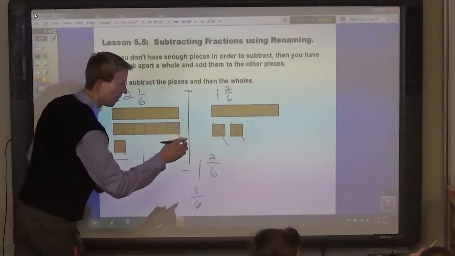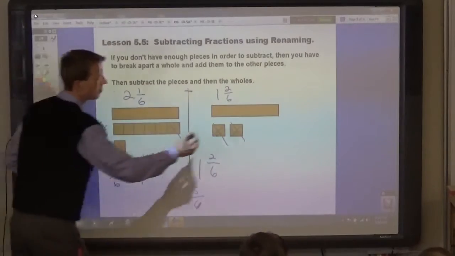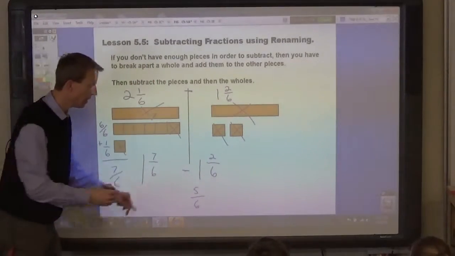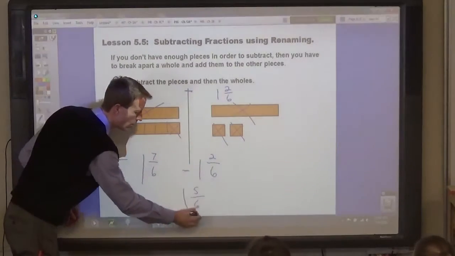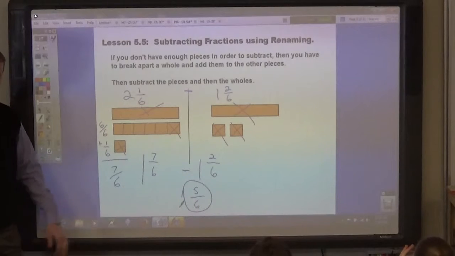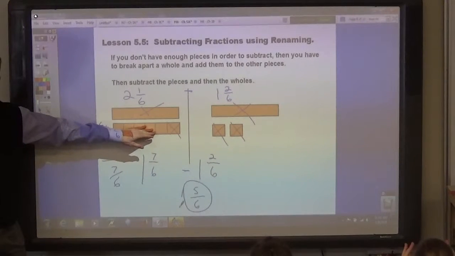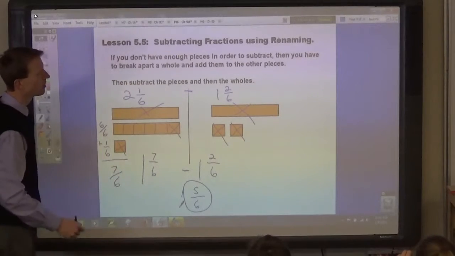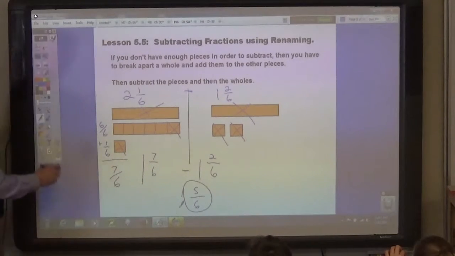Multiply mixed numbers, okay? Now, 1 whole minus 1 whole is 0, isn't it? So we're just left with 5/6. That's how we use the model to solve this. Okay? That's something that we worked on in lesson 5.